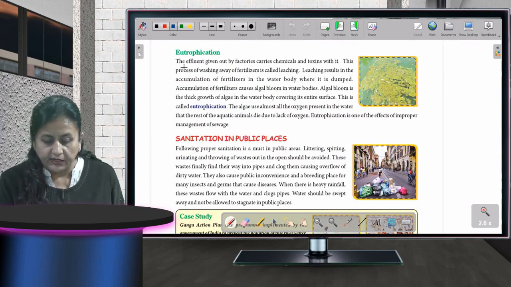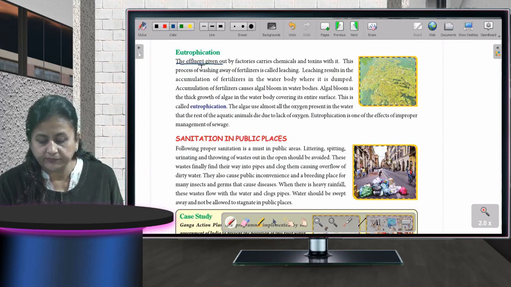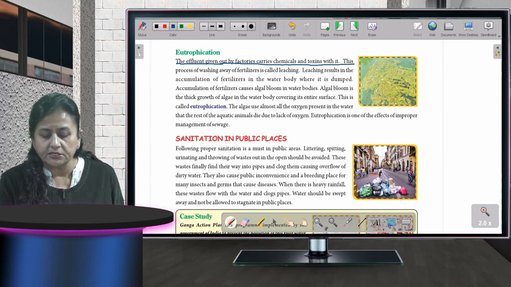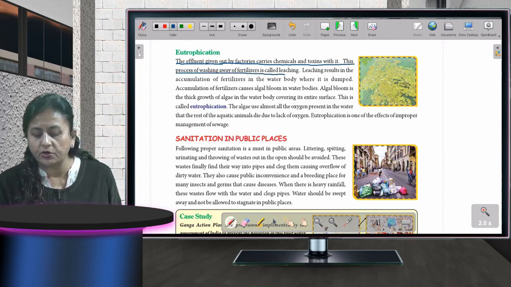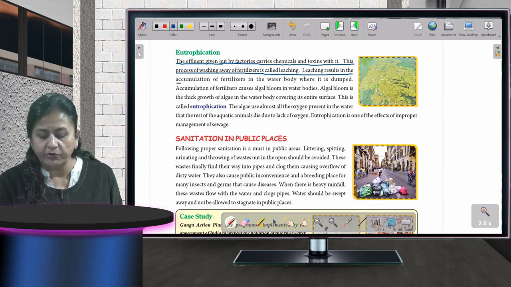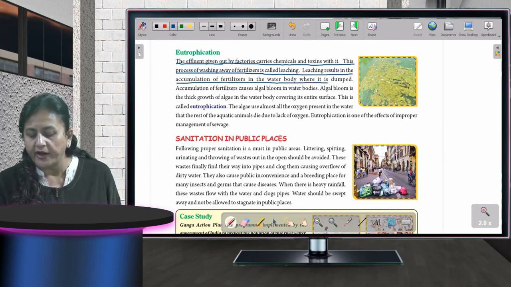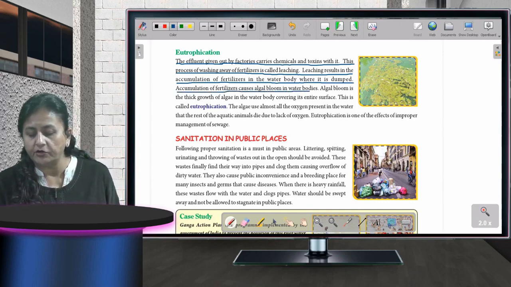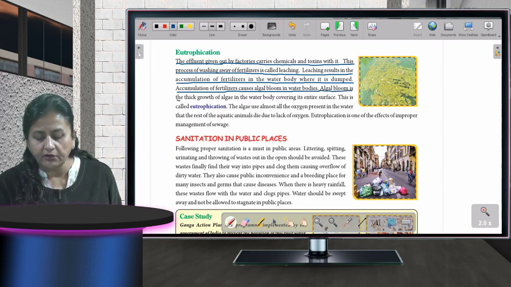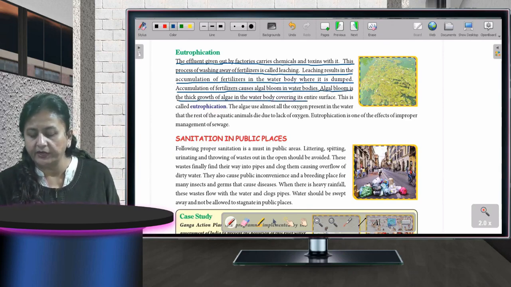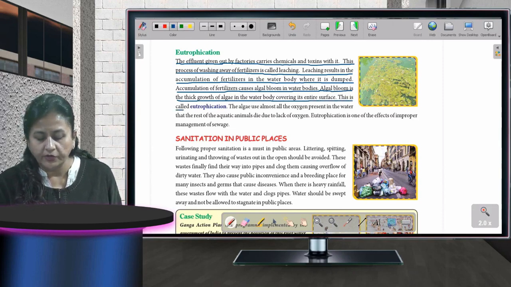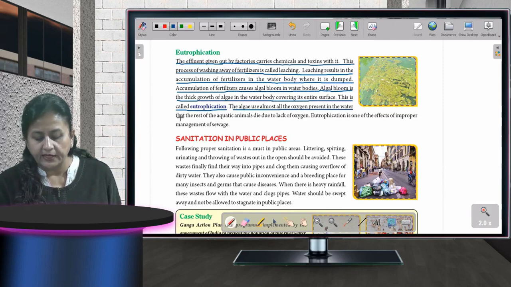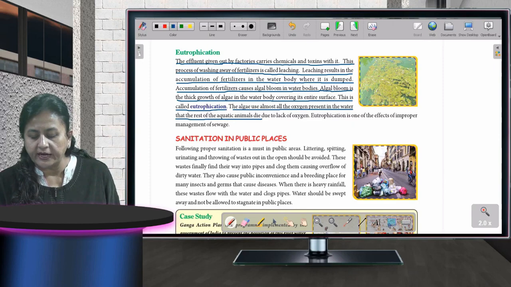Now the next topic is eutrophication. Okay, the effluent given out by factories carries chemicals and toxins with it. This process of washing away of fertilizers is called leaching. Leaching results in the accumulation of fertilizers in the water body where it is dumped. Accumulation of fertilizers causes algal bloom in water bodies. Algal bloom is a thick growth of algae in the water body covering its entire surface. This is called eutrophication. The algae use almost all the oxygen present in the water, so that the rest of the aquatic plants die due to lack of oxygen.